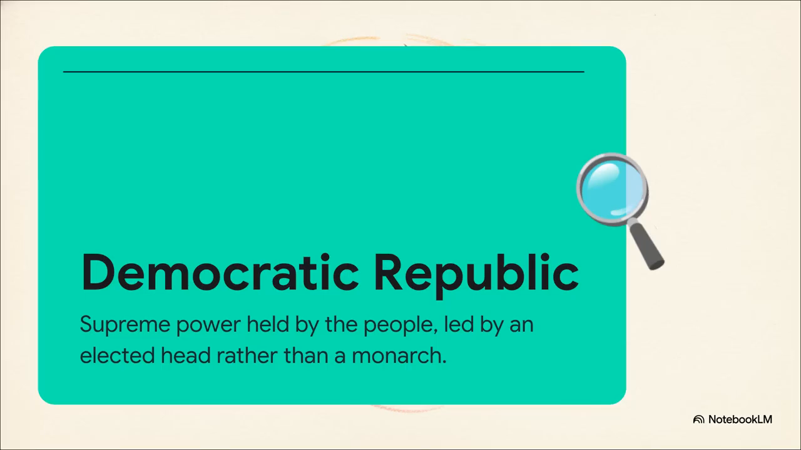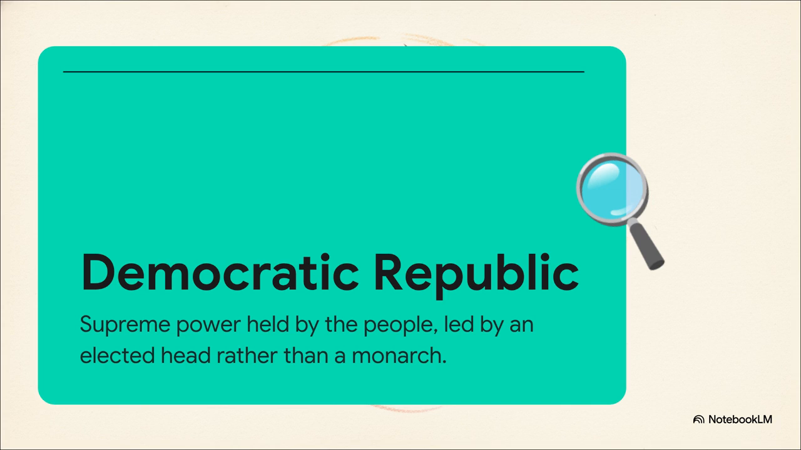Building on that, we hit the concept of a democratic republic. The term democratic means the supreme power actually rests with the people, exercised through voting in periodic elections. So it's an indirect, representative, parliamentary democracy. Now combine that with republic. This ensures the head of the state, the president, is elected. It's not hereditary.